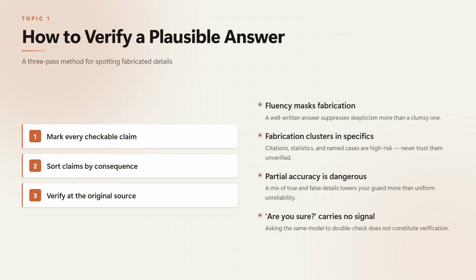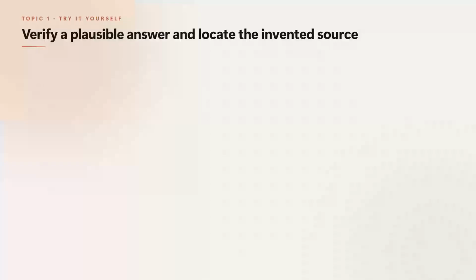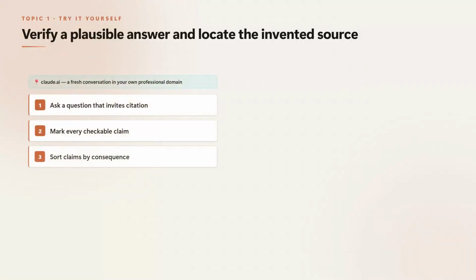First, mark every checkable claim without judging. Second, sort by consequence so you verify what matters most. Third, verify at the source, not by asking the AI. You are about to practice this on a real answer in your own domain. Here is the sequence to run yourself.